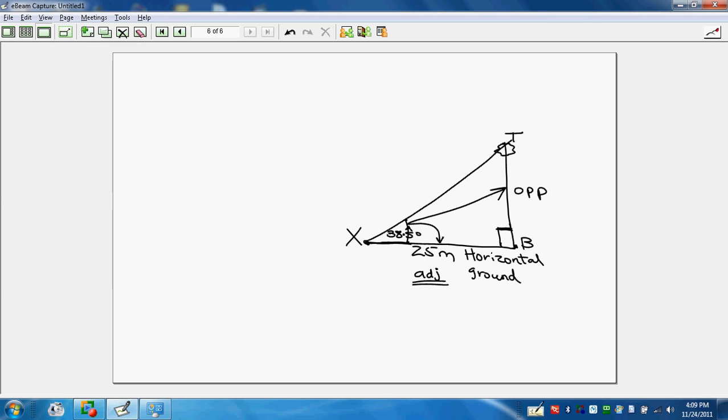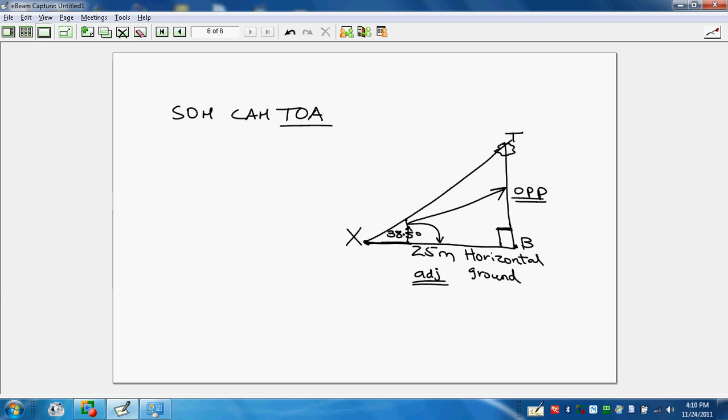So, we want to find opposite, and we know adjacent. So we ask ourselves, out of sine, cosine, and tan, which one relates opposite and adjacent? So if we go back to SOHCAHTOA, we'll see that the only one out of sine, cosine, and tan that relates opposite, which is what we want to find, and adjacent, which is what we know, is tangent, because tangent is opposite over adjacent. It's the only one out of these three.